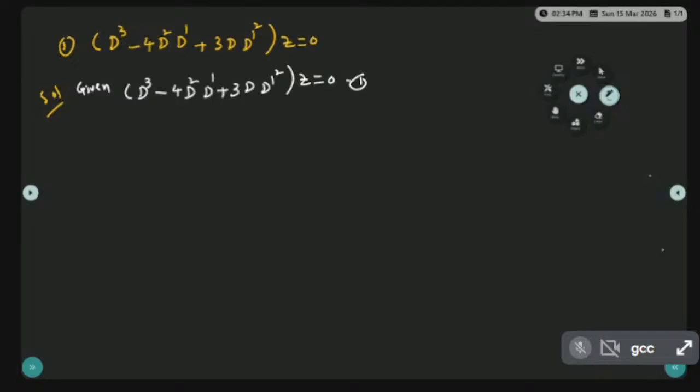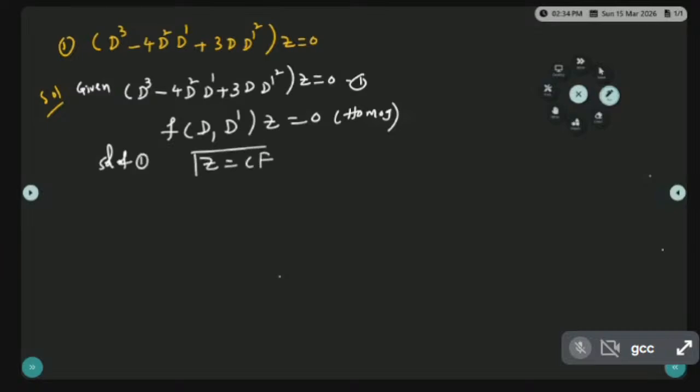The LHS is a combination of D and D dash. RHS is 0. Is it homogeneous or non-homogeneous? It is homogeneous. And what is the solution of this? What is the solution? Z equal to CF. Okay, finding CF.